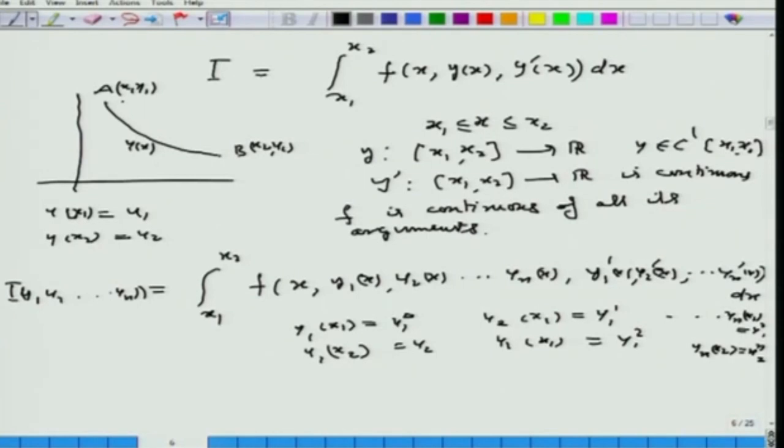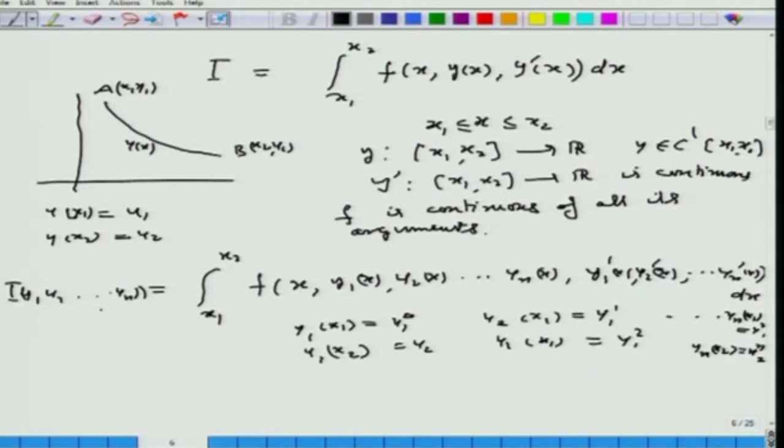And here the boundaries, these points A and B, are fixed. So each admissible function belonging to the admissible class must satisfy these boundary conditions, that they are passing through these two points. Then we are supposed to find a y which will actually optimize the value of this integral, whether it will minimize or maximize. We will be saying that I gets optimized by the function y.